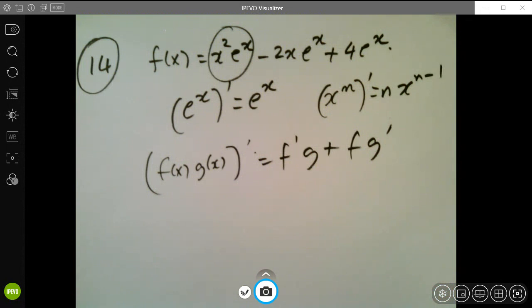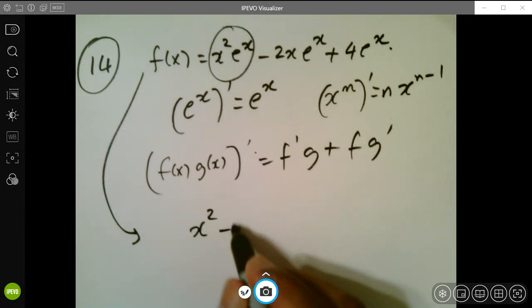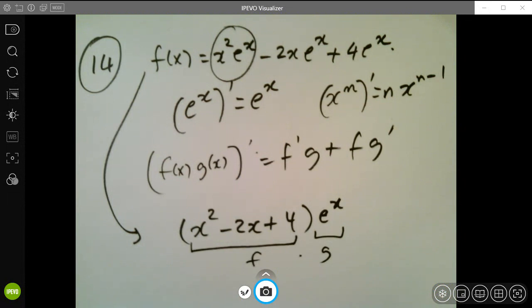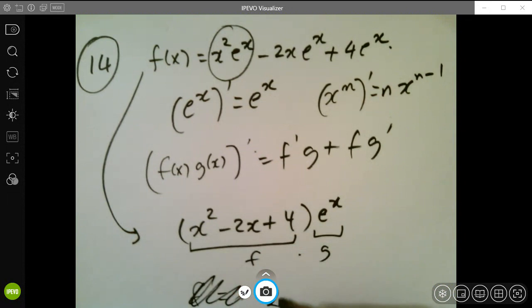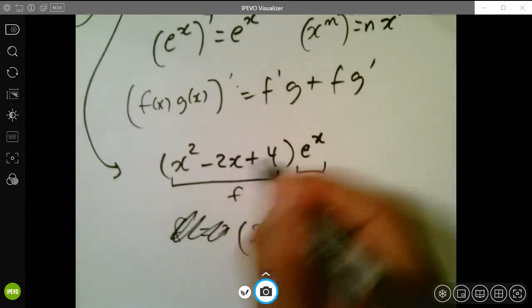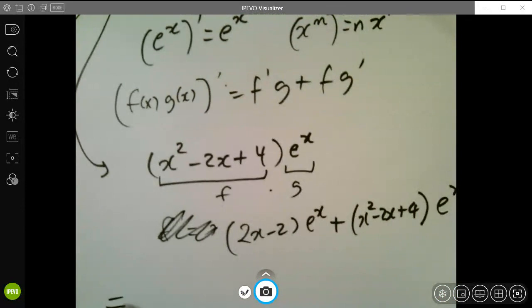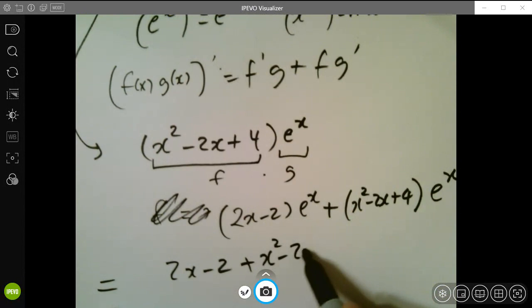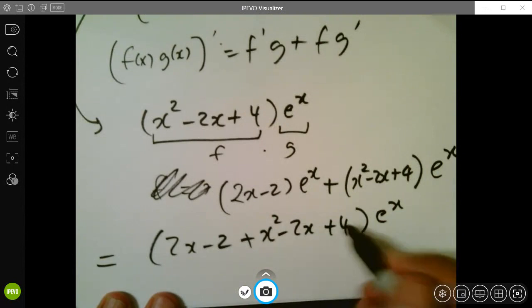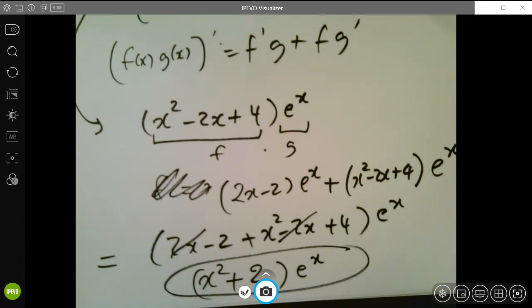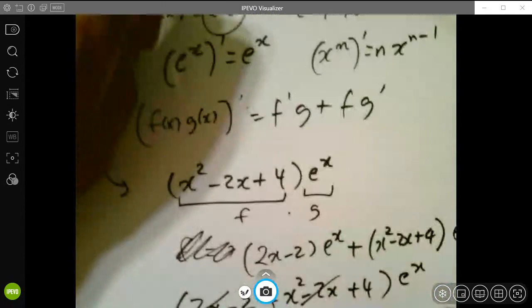I will just do it this way. You can do x squared minus 2x plus 4 times e to the x. See, it's easier. So now this is f, this is g, and you compute f prime: the derivative of this one, 2x minus 2, times e to the x, plus this one times the derivative of e to the x. Then you factor again. Then it will be x squared plus 2 times e to the x.